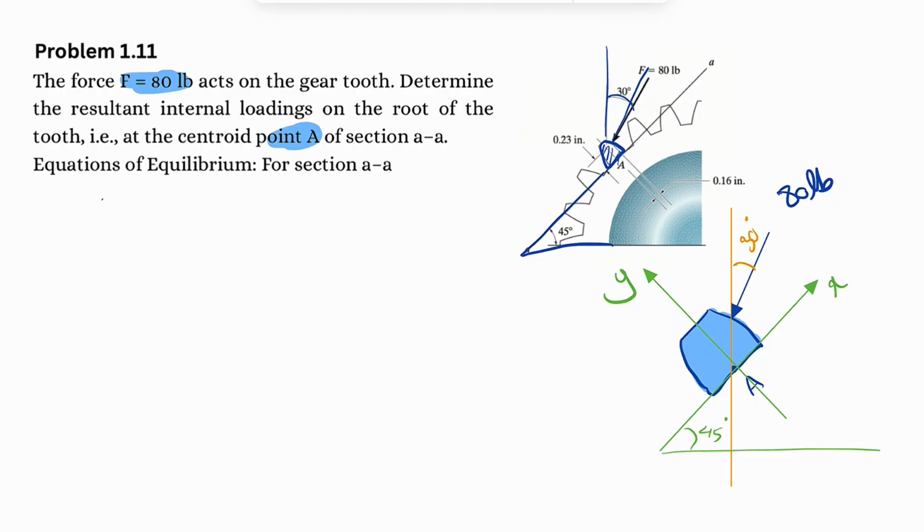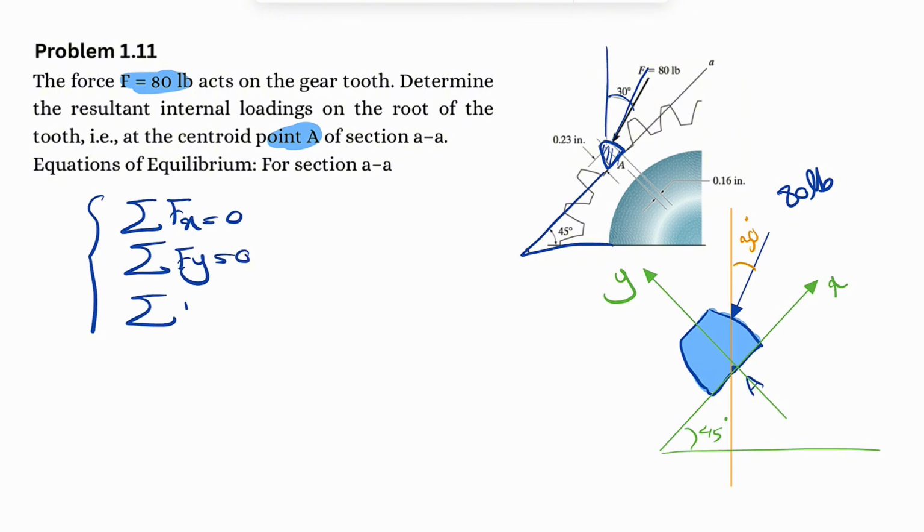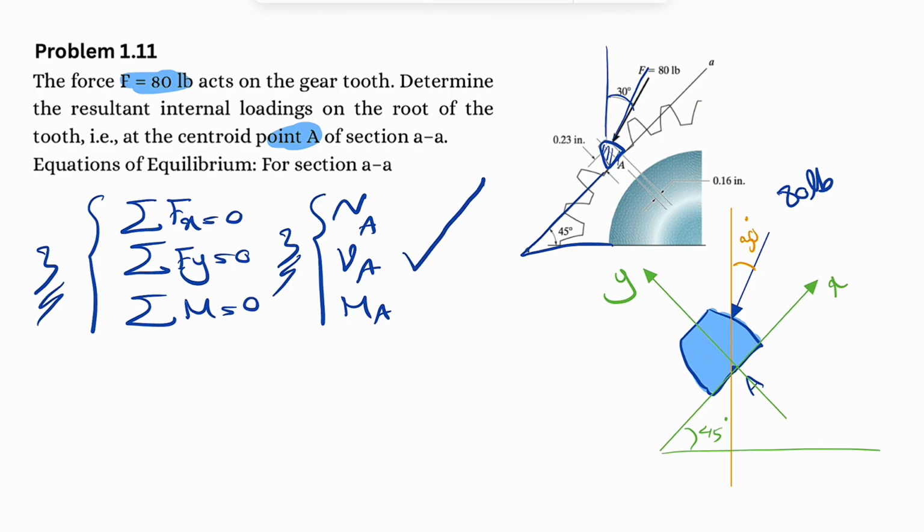What we need to do in here is that we're going to use our equilibrium equations, and we know we have three equations: sum of all forces in x equals 0, same for the y, and we have one moment equation. And what we are trying to find out is the internal loadings at point A, and what that would be is we need one normal force, we need one shear force, and we need one bending moment. So we have three equations, three unknowns, and we should be able to find all the unknowns in here.